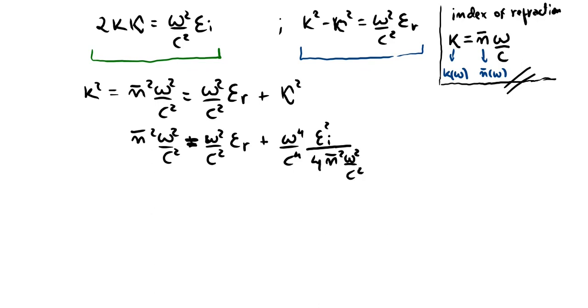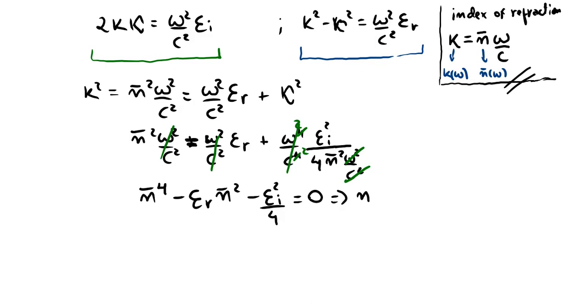Now I can cancel many of these things here. This is going to be a 2, here it's going to be a 2 as well. And now I multiply everything by n squared. I will cancel also these things here and the remaining terms. So in the end I can find an equation in the form of n bar to the fourth minus epsilon r n bar to the second minus epsilon imaginary squared over 4 is equal to 0. Now you can find a solution easily for n squared.